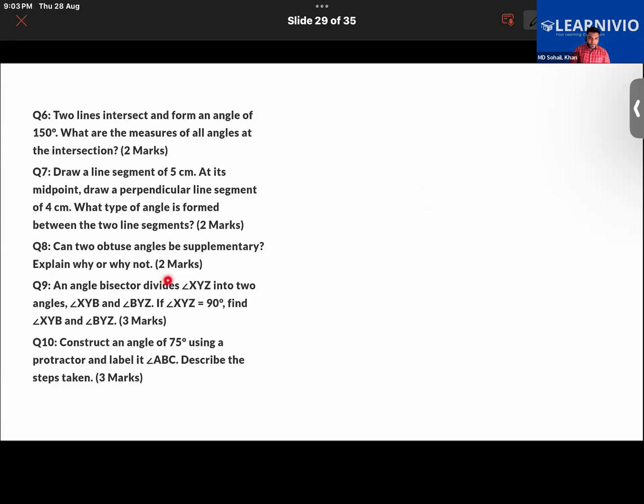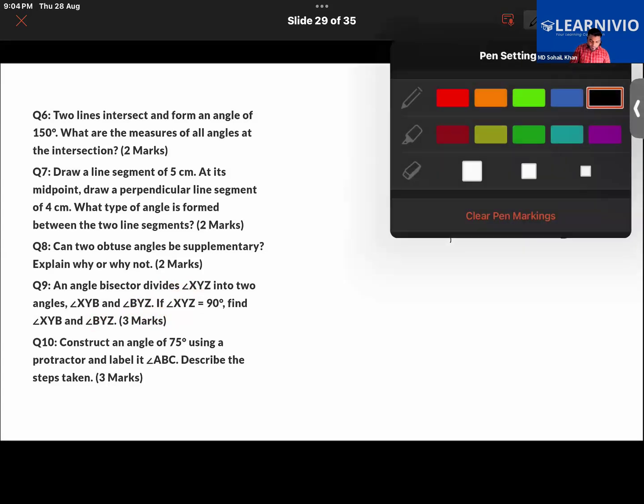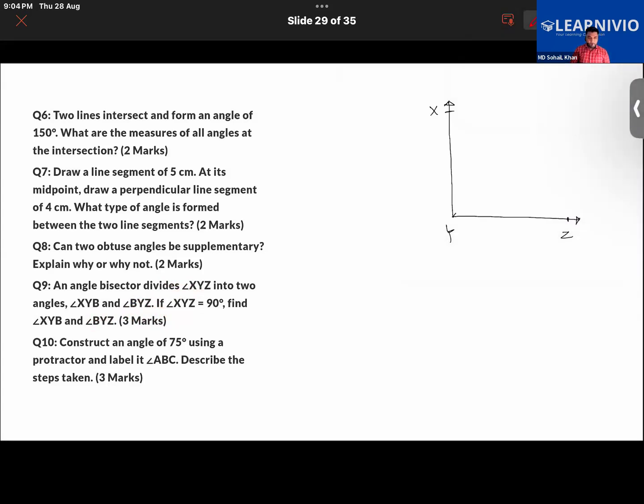An angle bisector divides angle XYZ into two equal halves, that is XYB and BYZ. Angle XYZ is given as 90 degrees. So the XYB and BYZ will be 45 degrees each, as it is dividing the 90 degrees into two equal halves.